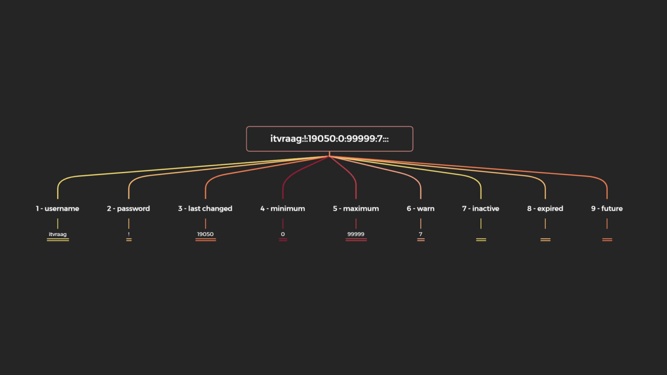Third field is the number of days since 1970 the password was last changed. Fourth field is how long to wait before the user can change their password. Fifth field is the number of days until the password expires. Sixth field is the number of days before the user is reminded to change their password. Seventh is the number of days after expiration before the account will be disabled. Eighth is the number of days the account is disabled. And the ninth and last field is reserved for future use.